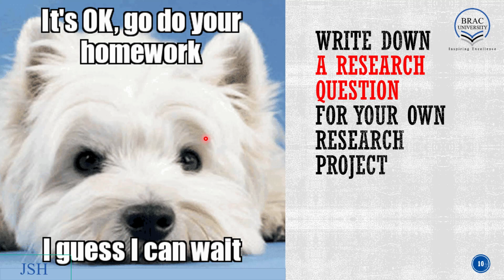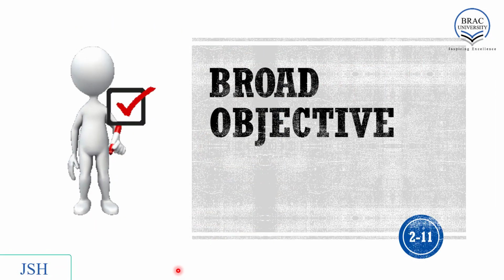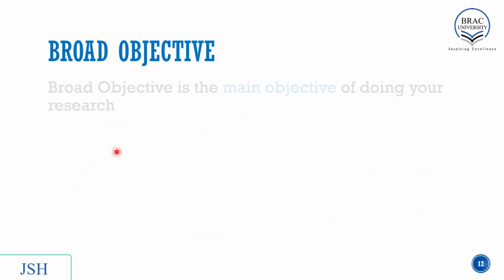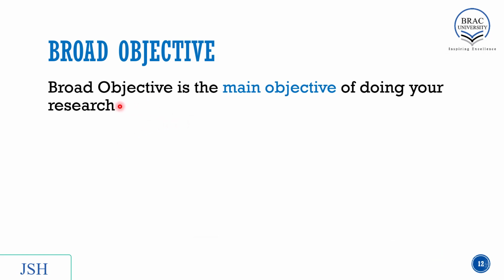So we are done with research question. Let's move on to broad objective. What is a broad objective? Again, I am going to provide you with the definition first, and then I'm going to explain the concept with examples. So here goes the formal definition. Broad objective is the main objective of doing your research project. This is the main objective or purpose of conducting your research work.